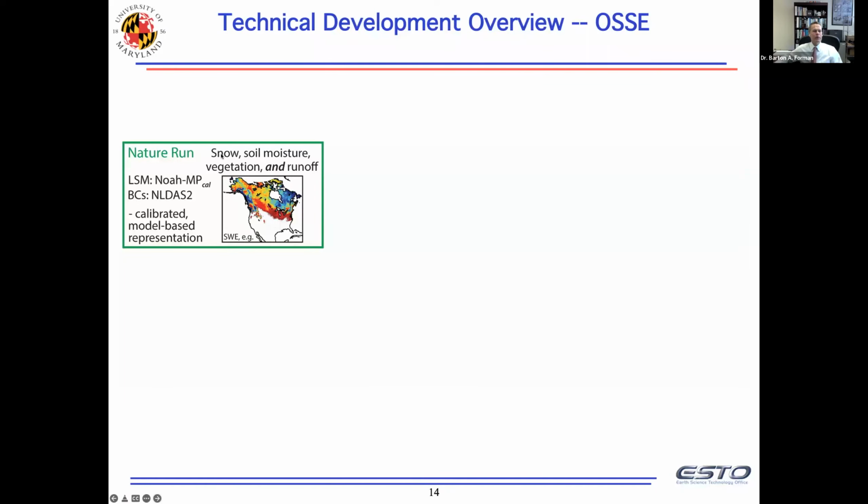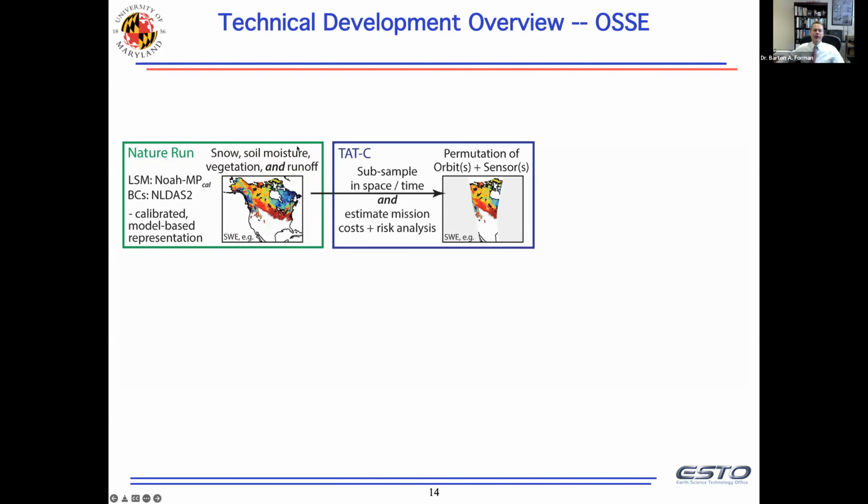And within this nature run, we of course have snow, soil moisture, vegetation, runoff, latent heat flux, groundwater. We have everything. We're going to focus on these four. Then we're going to link it to something called the Trade Space Analysis Tool for Constellations. I refer to this as a space-time cookie cutter. This is our nature run, but if we look at what the satellite sees, it only sees a portion of the domain at any point in time.